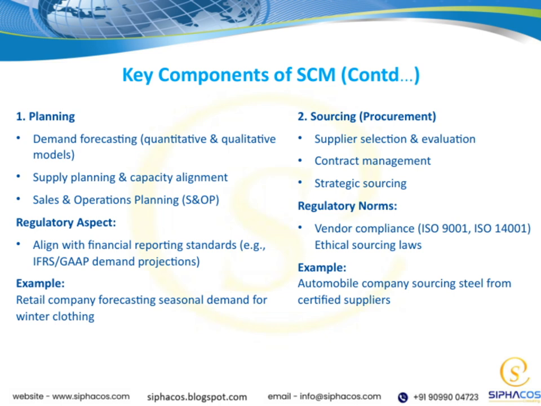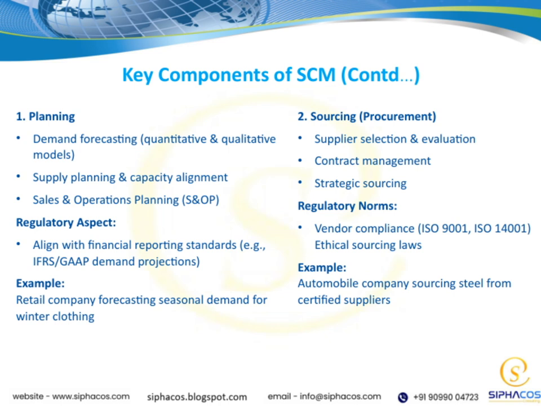Moving on to the key components of supply chain management, let's talk about planning. Demand forecasting involves both quantitative methods, like statistical models, and qualitative insights, such as market trends. Accurate forecasting helps us align supply with expected demand. Supply planning and capacity alignment ensure we have the right resources in place to meet that demand efficiently.